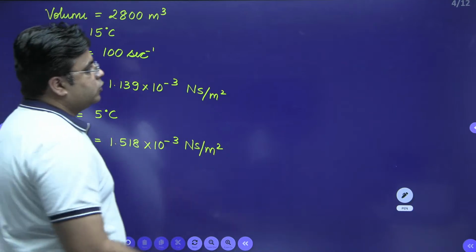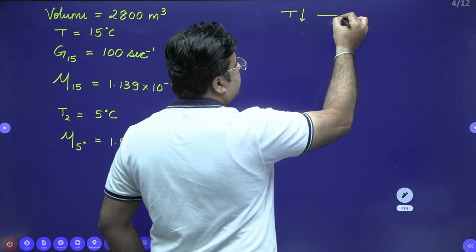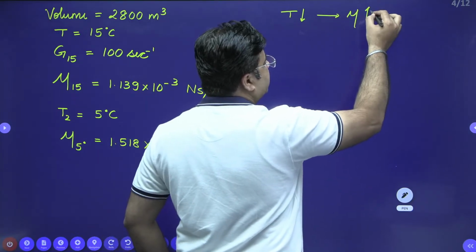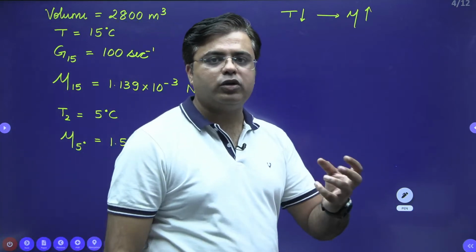So what I said is, when you reduce the temperature of the water, the dynamic viscosity of the water will increase, meaning the fluid will become thicker.